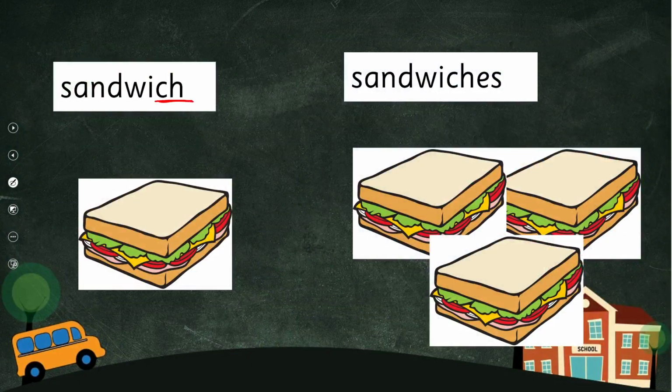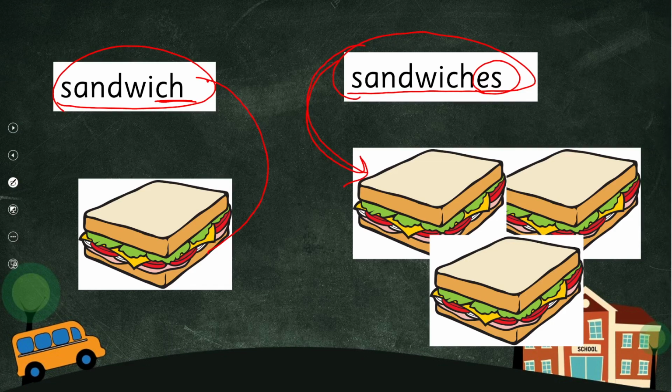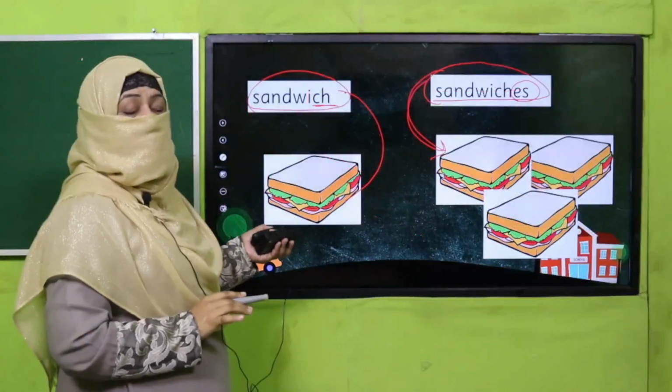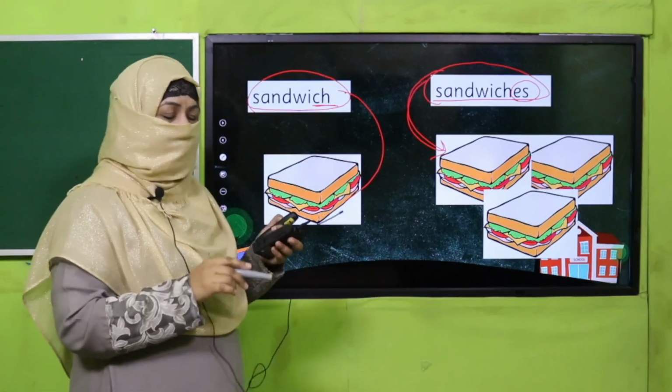Sandwich, it's ending on ch. So we have added es to make it sandwiches, which is the plural, more than one. It's plural, it's singular. Right? Remember, this is what we have already. We are just recalling the rules.